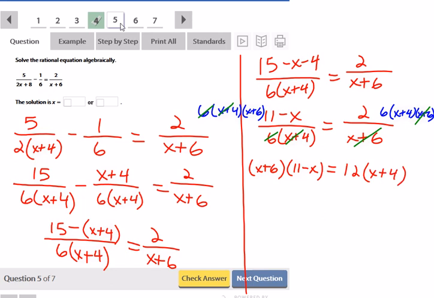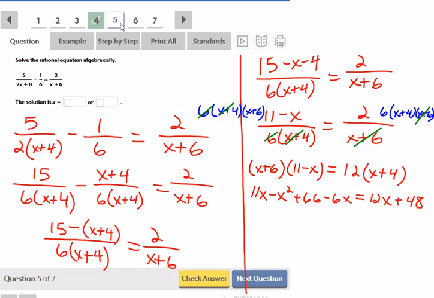2 times 6 is 12. Here, I would FOIL. Let's go. x times 11 is 11x. x times negative x is negative x squared. 6 times 11 is plus 66, and 6 times negative x is negative 6x, and this is equal to 12x plus 48. I have a quadratic equation.